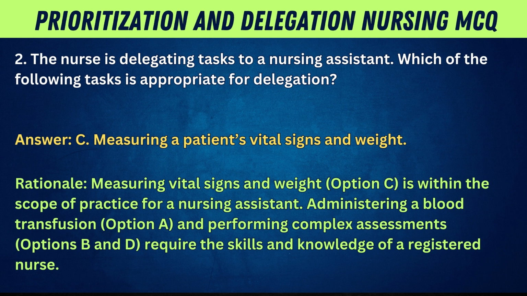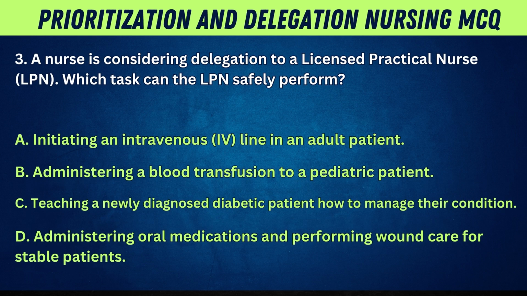Rationale: measuring vital signs and weight, option C, is within the scope of practice for a nursing assistant. Administering a blood transfusion, option A, and performing complex assessments, options B and D, require the skills and knowledge of a registered nurse. 3. A nurse is considering delegation to a licensed practical nurse, LPN.